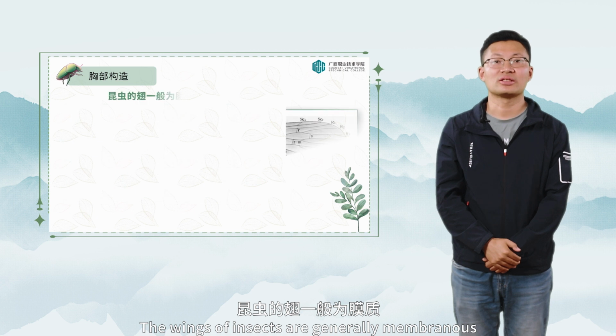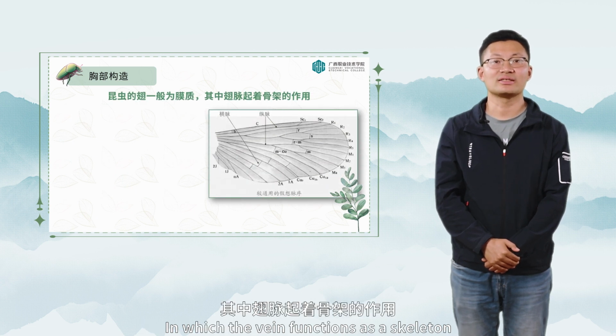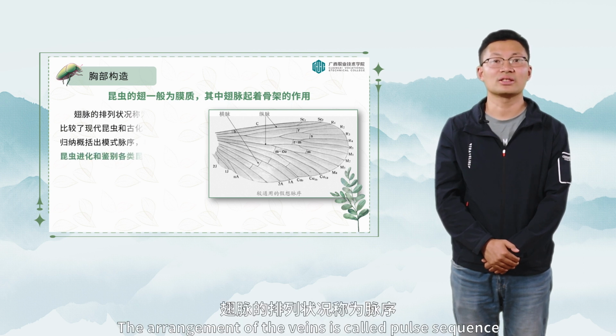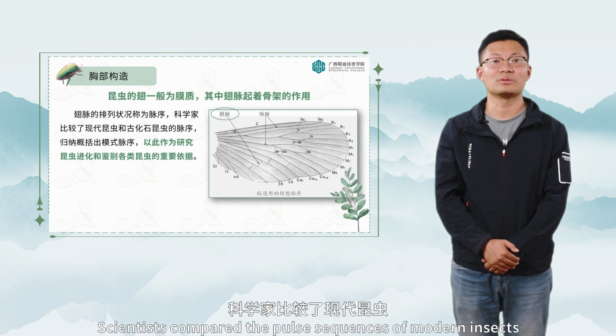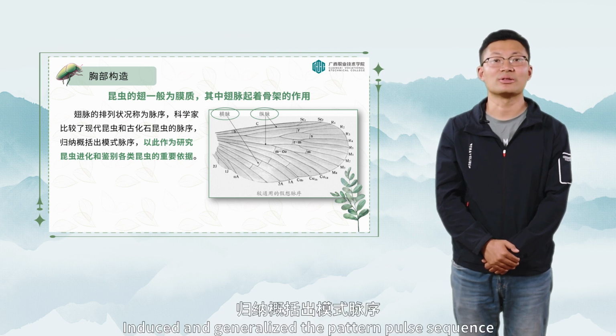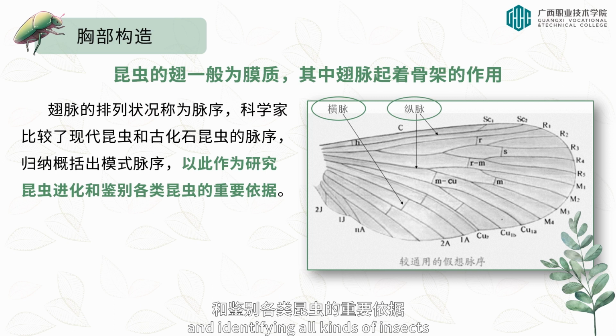The wings of insects are generally membranous, in which the veins function as a skeleton. The arrangement of the veins is called venation. Scientists compared the venation of modern insects and fossil insects, and generalized the pattern venation. It is used as an important basis for studying insect evolution and identifying all kinds of insects.